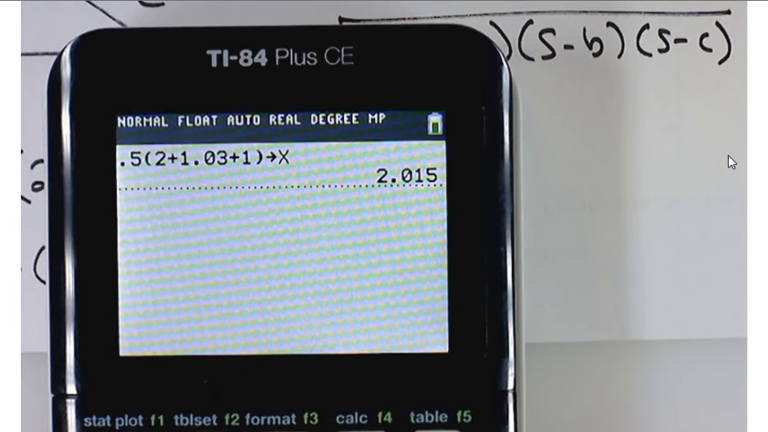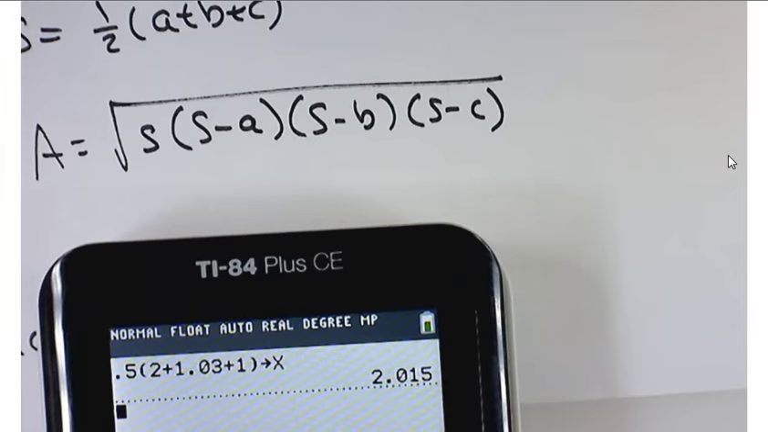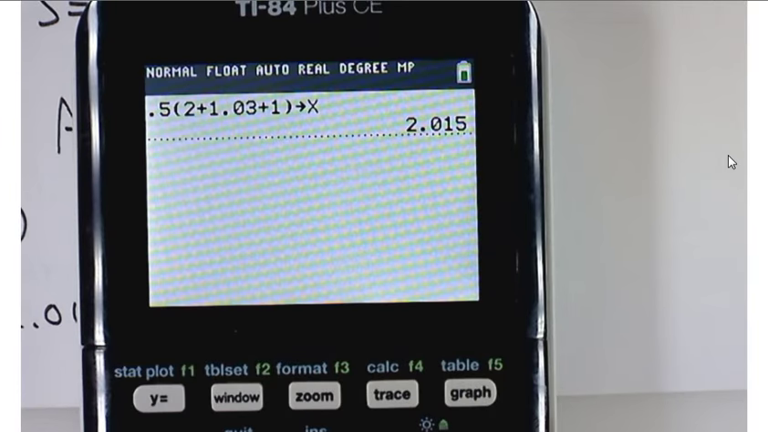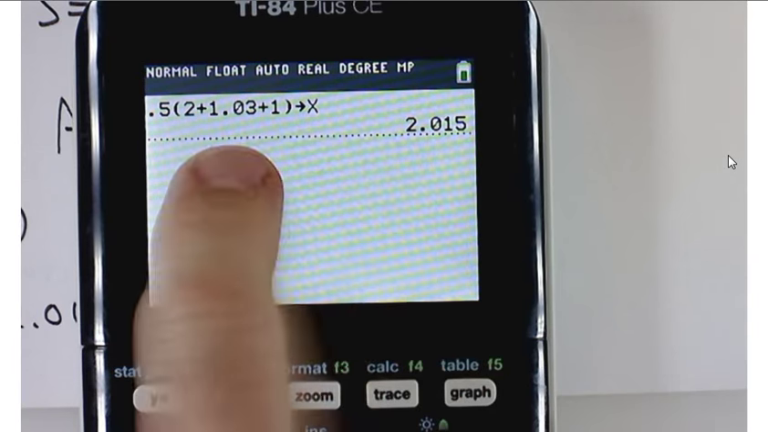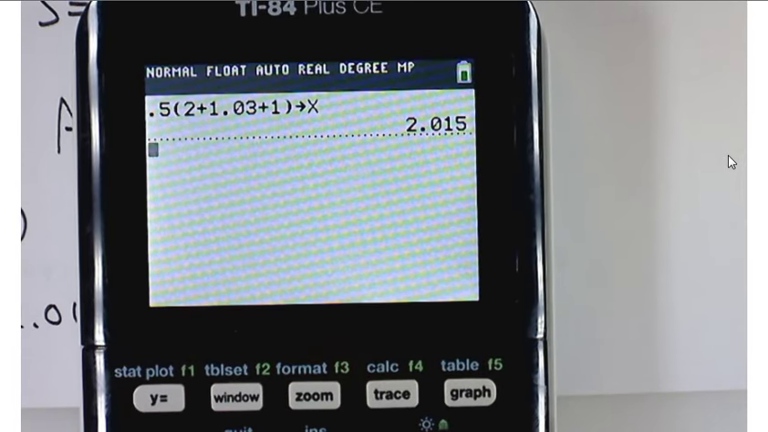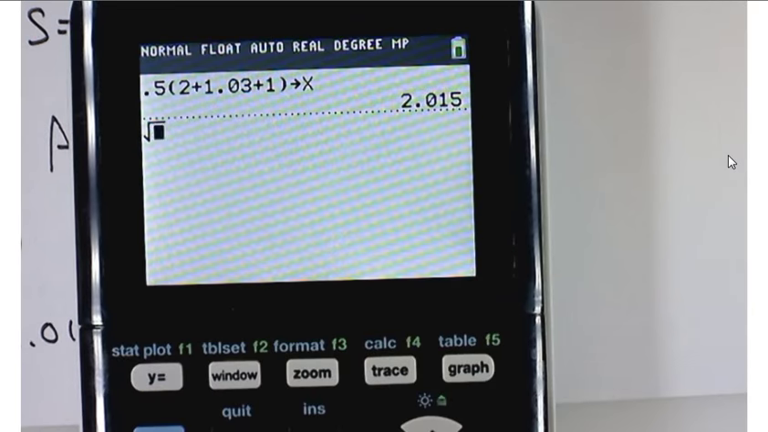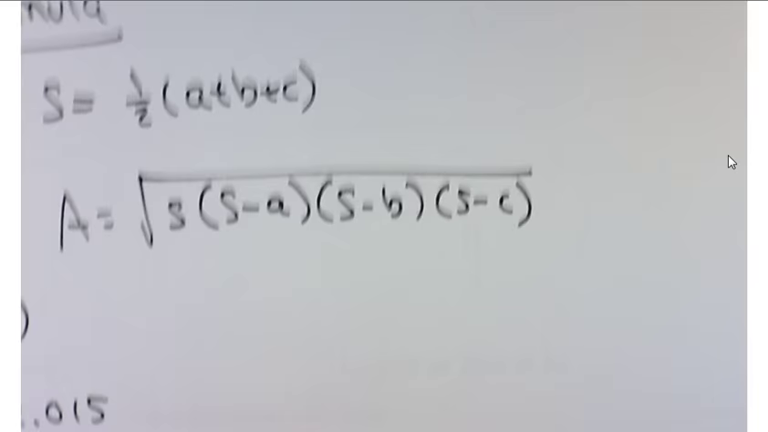Let me get the 2.015. Great. Next, what I want to do is run through Heron's formula. So it's all this. That's made easier by the fact that we already calculated the semi-perimeter. So hit the second button, then the square root key, and then I want S. Well, I didn't store this in S, I stored it in X. So I'm going to do X, and the left parenthesis, X minus A. Well, what was A?